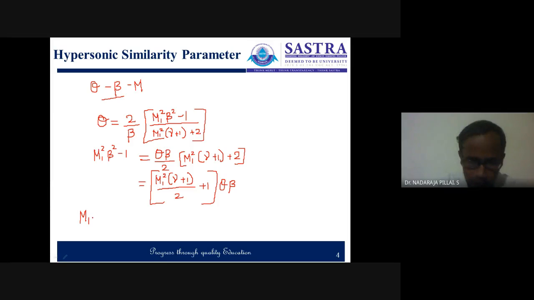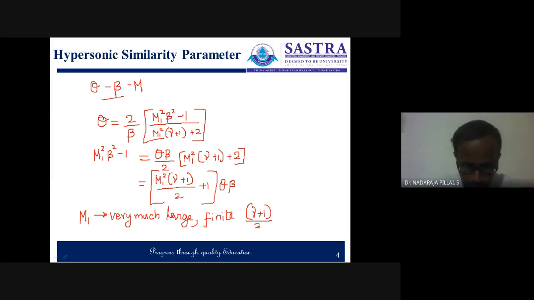Now we already have an assumption that for hypersonic flow M1 is very much large, and a finite number. If this is so, then gamma plus 1 by 2 into M1 square is very much larger than 1.